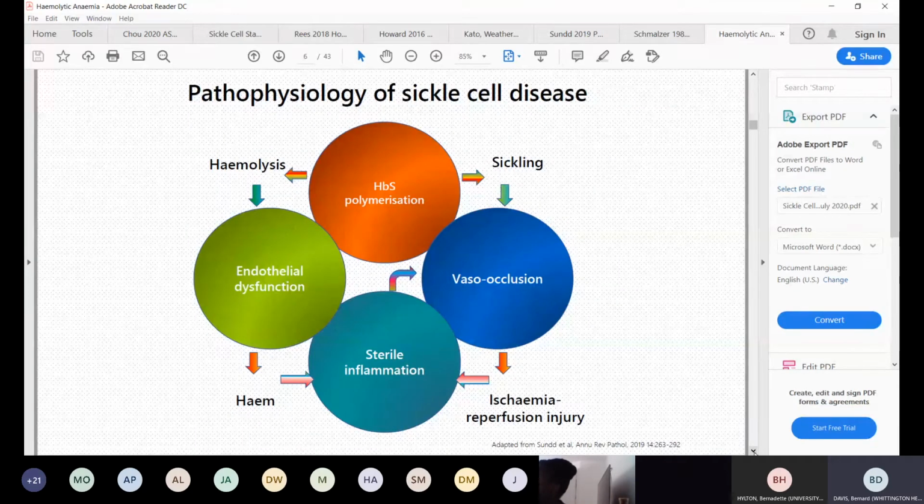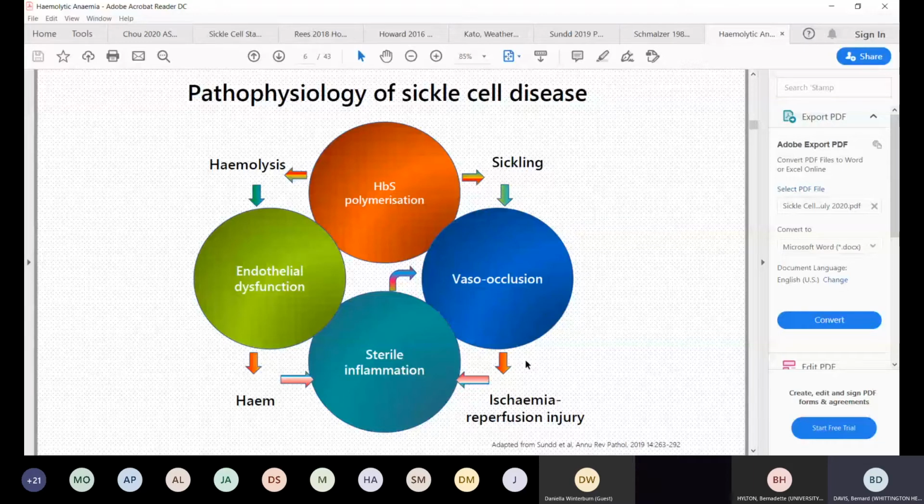Now, just a quick run through of the pathophysiology of sickle cell disease. It's extremely complex. I've tried to simplify it quite a bit here. All I'll say for reason of time is this, that it starts off with the polymerization of sickle hemoglobin. That leads to, as we've said, the formation of these sickle red cells, which, because of the reduced ability to navigate their way through the small blood vessels, plus a host of other complex factors, results in vaso-occlusion.